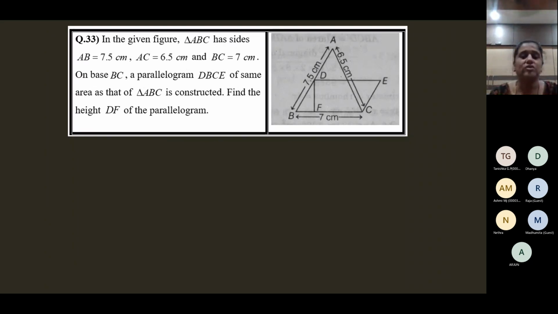Yeah, you can do this yourself. Please read the question and answer. Take down the question and the figure, and please work this.